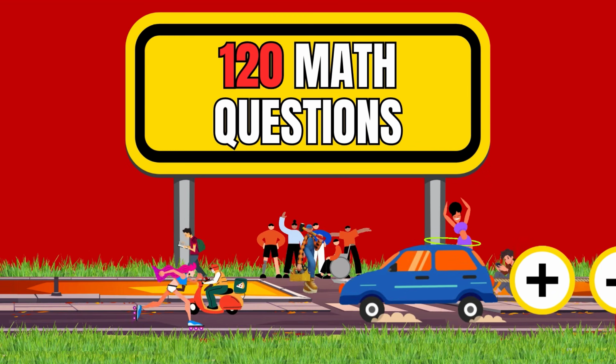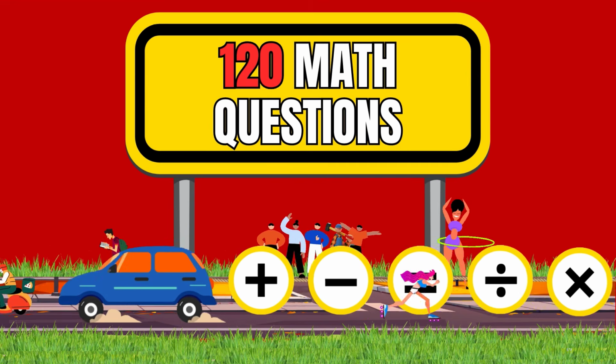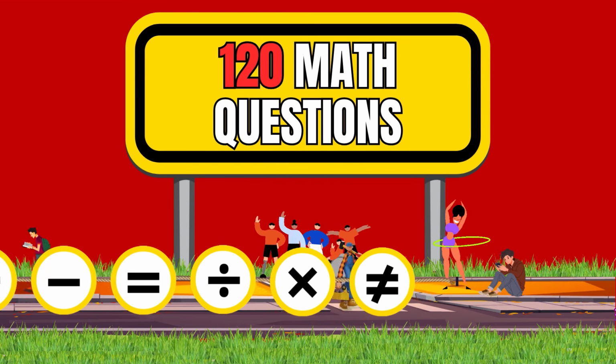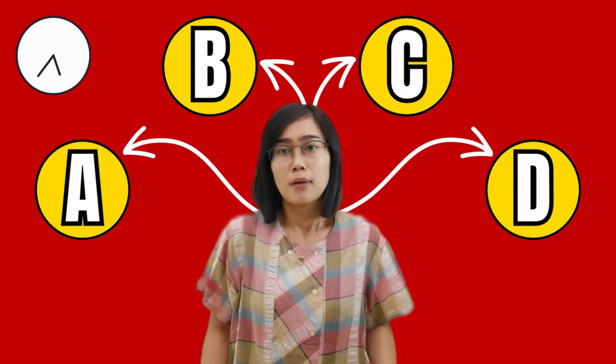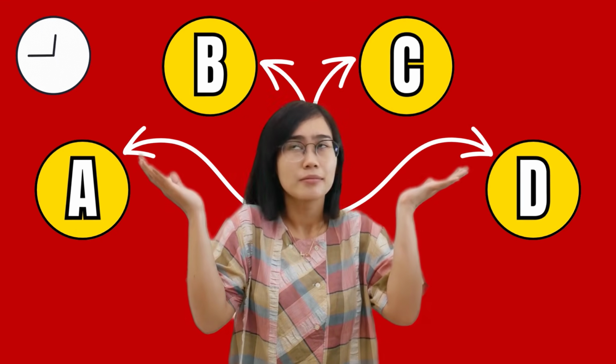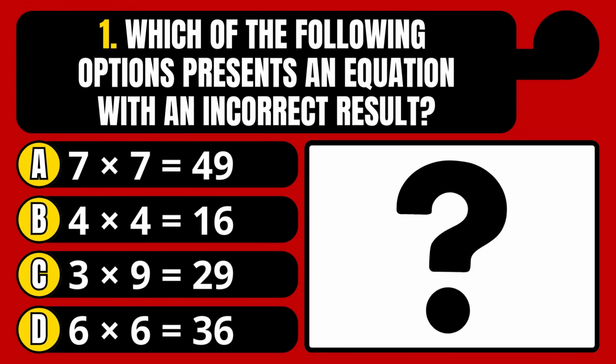Today we have prepared 120 math questions that will test your knowledge and help you practice your skills. Each question will present 4 answer choices, and you will have 5 seconds to think and choose the correct alternative. With that said, let's begin. Which of the following options presents an equation with an incorrect result? Option A, Option B, Option C, or Option D?